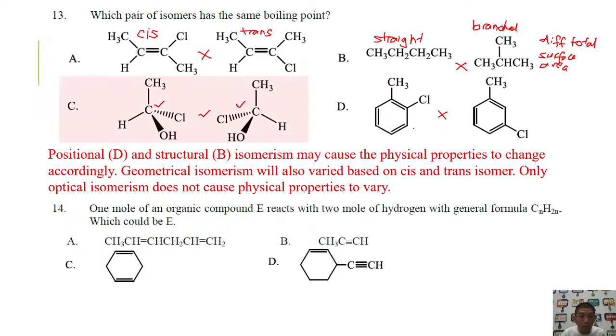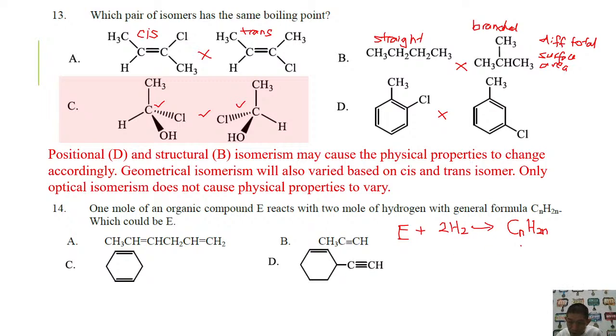Okay, so that is for question number 13. As for 14, one mole of organic compound E reacts with 2 moles of hydrogen to form a molecule with the general formula CnH2n. What could be E? So in here, it says that 1 mole of organic compound E reacts with 2 moles of hydrogen to form a molecule with the general formula CnH2n. Okay, so which one could be E?